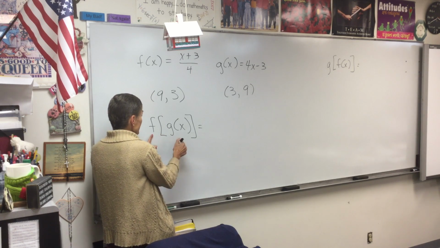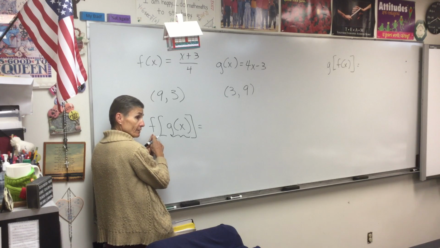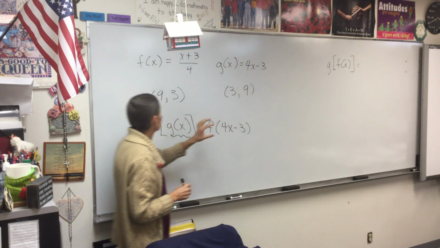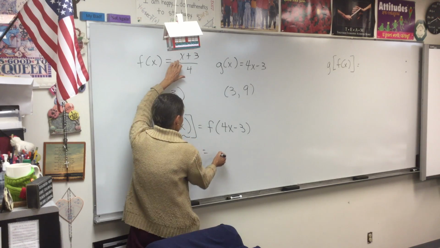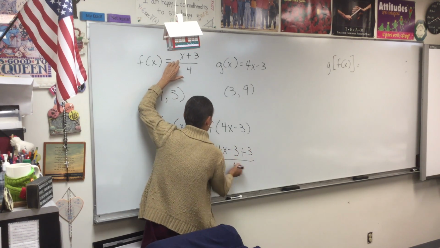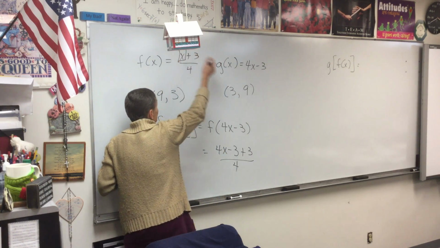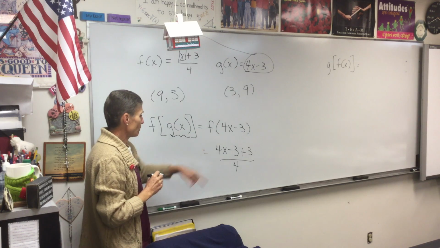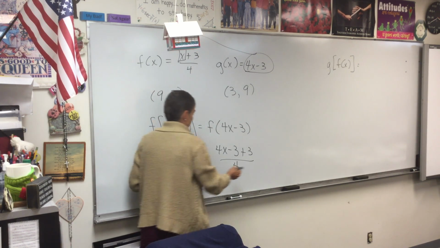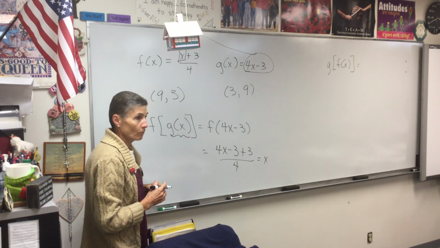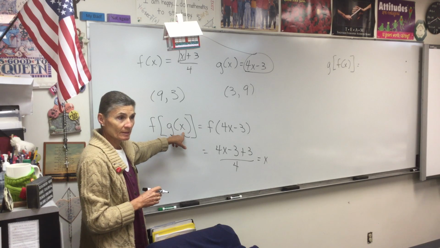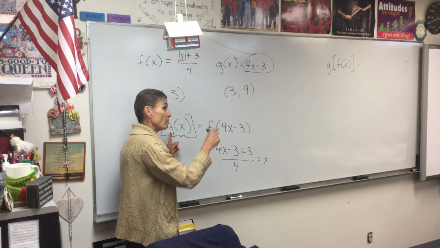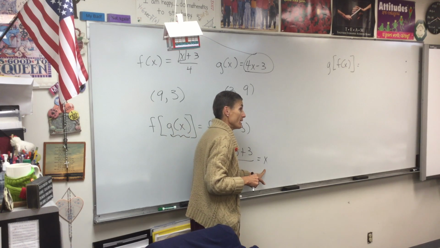What does this mean? This means plug G into F. So we're going to find F of 4x minus 3. We're going to plug G into F. So that will be 4x minus 3 plus 3 over 4. I'm plugging G in right here. What's that equal? X. Equals just X. That is beautiful, people, because what did we start with? X. So these two functions undid each other. We put an X into G, it did something. We put that answer back into F, and it gave us our X back again.